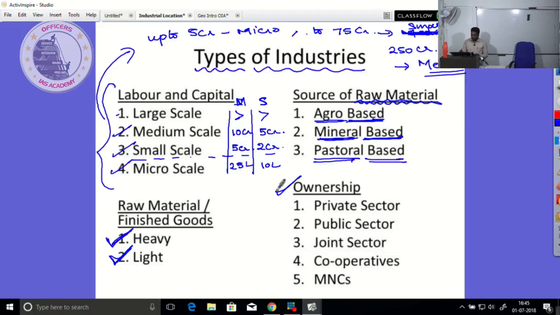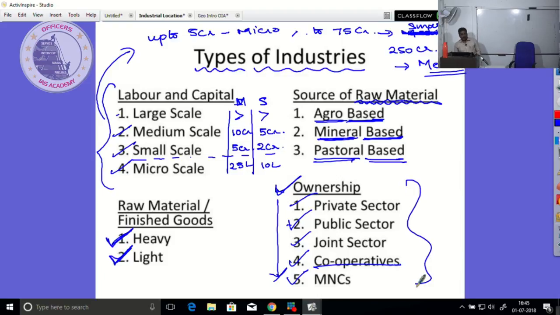And finally, when I talk about ownership, sir, different types of ownerships are there. Private sector, and public sector. You know what is public sector: the government holding should be majority. Joint sector, both private and public coming together. Cooperatives, nobody knows who is the owner, nobody knows who is the user, we call it cooperatives. MNCs also, you know what is MNC, multinational companies. These are industries based on the ownership, sir.